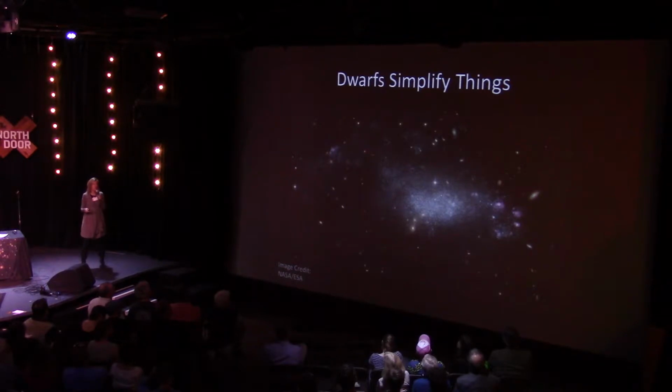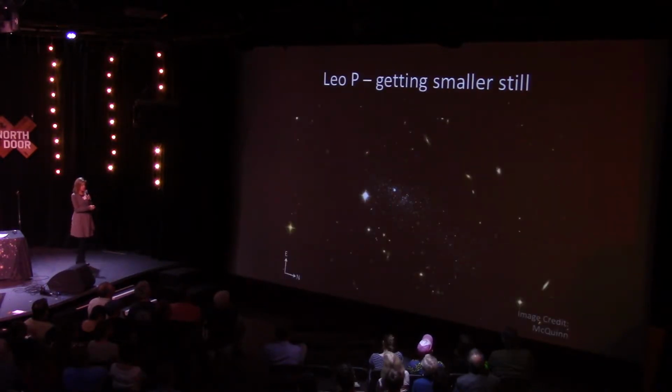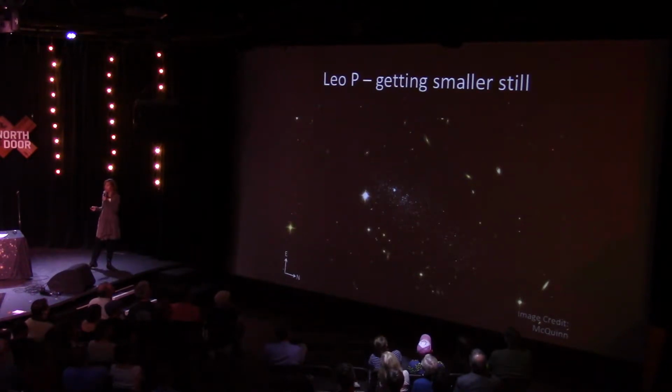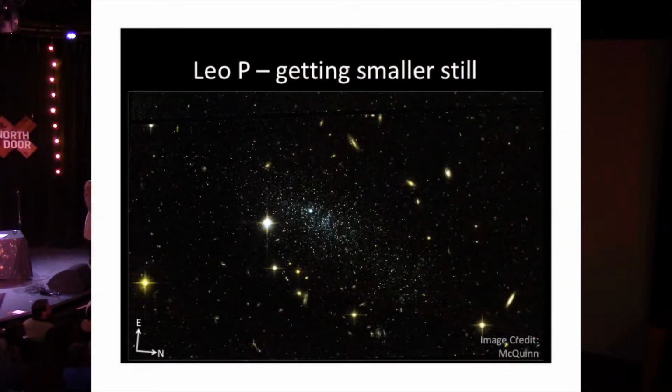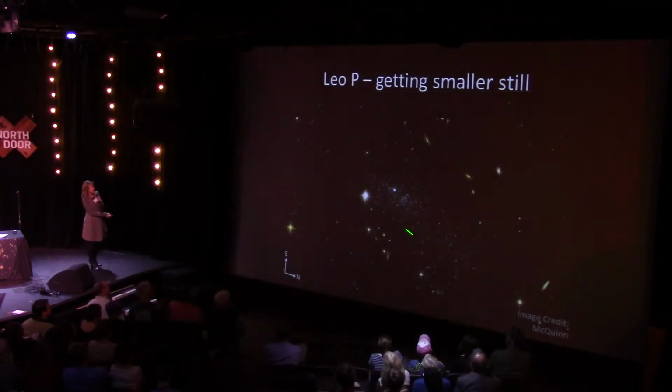And in fact, dwarf galaxies can even get smaller. So this is one of the smallest gas-forming dwarf galaxies that we've ever found. It's Leo P, and this is an image I took with the Hubble Space Telescope not too long ago. The galaxy itself are these blue points in the middle. And the field is rich with all these background galaxies. There are a bunch of foreground stars here you can see, but the galaxy itself is right here.